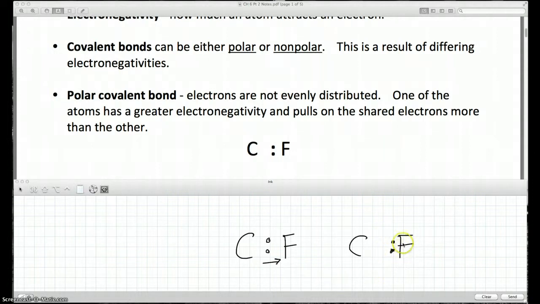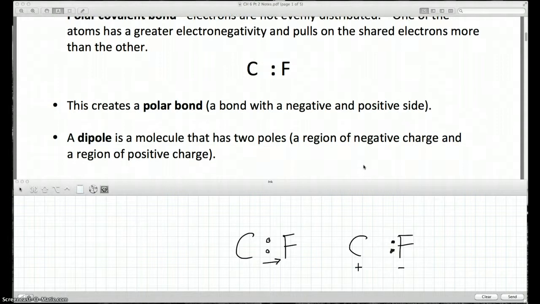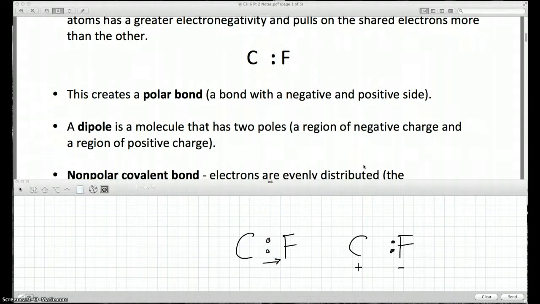Now what that does is, since electrons are negative, it makes this side of the bond negative, and if that side's negative, this side's positive. So hopefully that makes sense. That is a polar bond because one of the two atoms is pulling the shared electrons towards it, making that side of the bond negative. So this creates a polar bond, which has a positive and negative side. Another vocab word here, a dipole is a molecule that has two poles, a region of negative and a region of positive. Just a little vocab there.